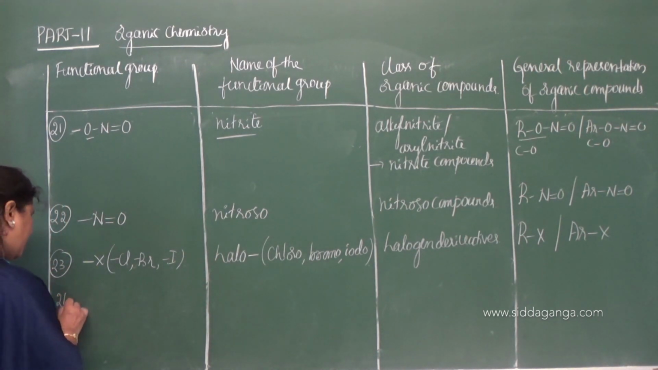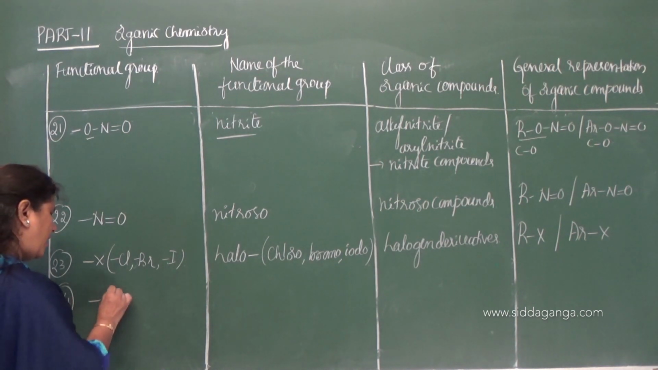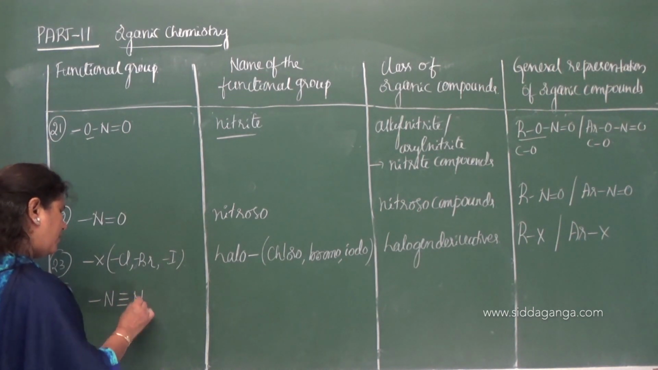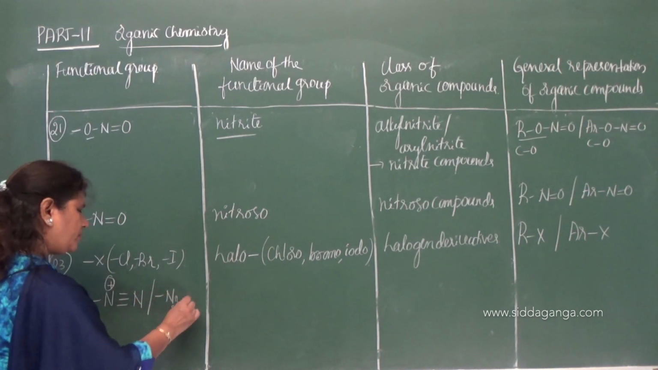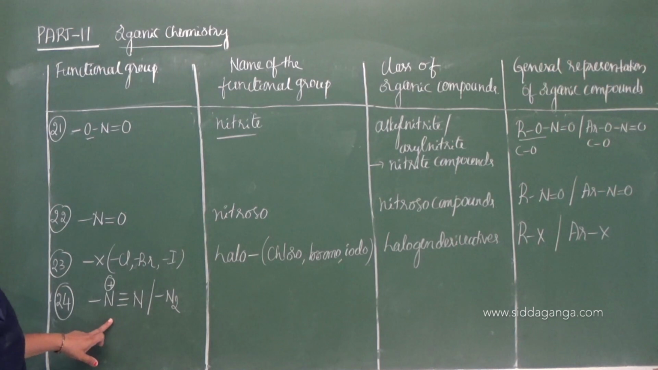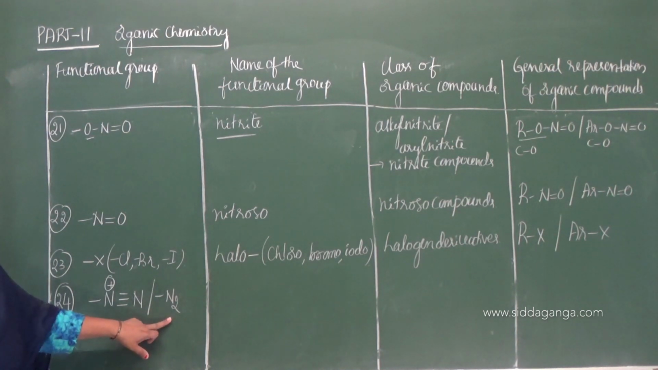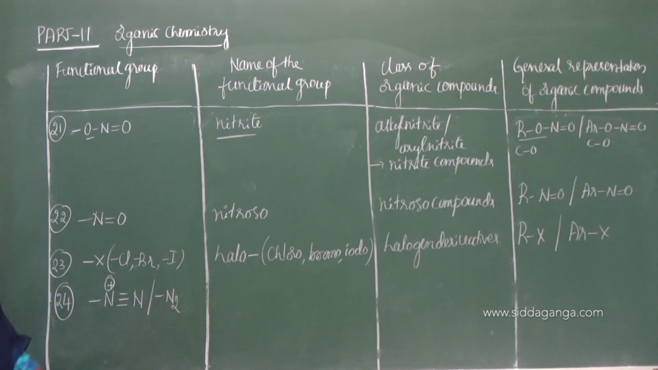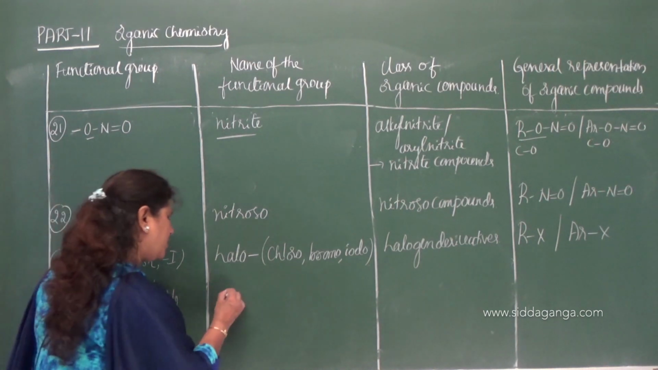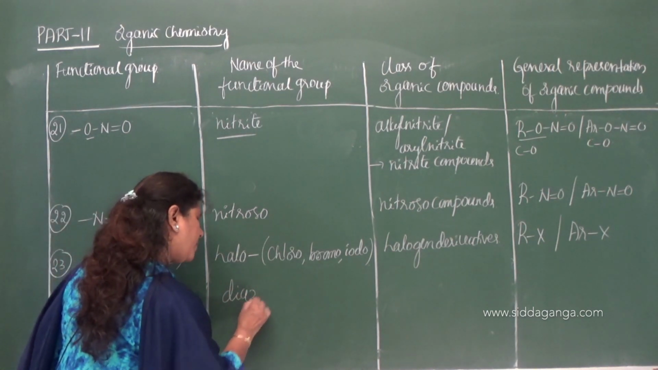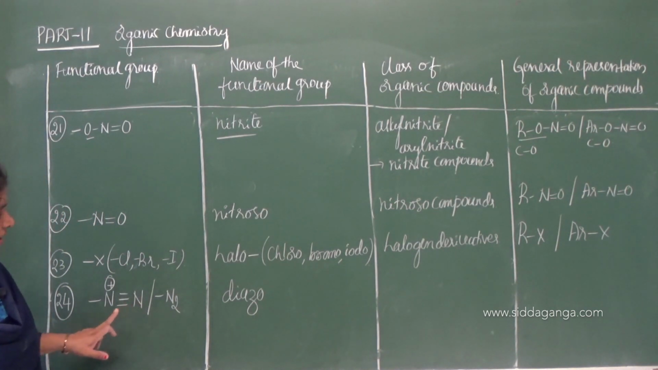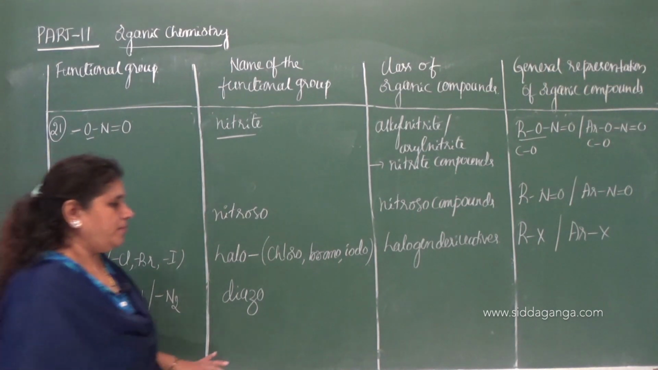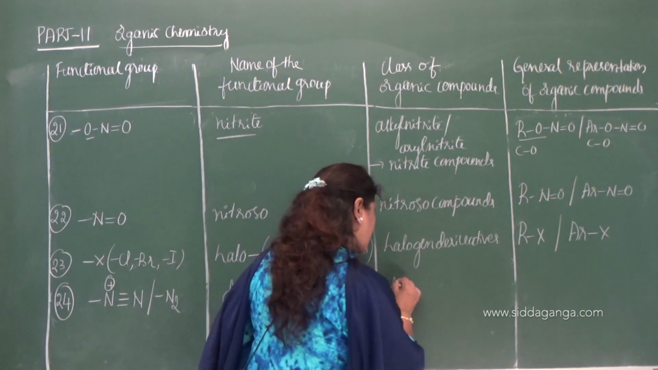The last one I want to give is number 24. N triple bond N, or N2. This is a special class of organic compounds, which is nothing but the diazo group. Diazo, two nitrogens. So the diazo group, and the compounds are called diazo compounds.